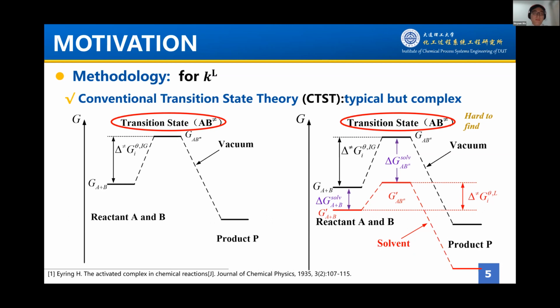To be specific, it is the reaction rate constant. The constant is one of the most important properties for the reaction solvent. Usually, it's calculated with conventional transition state theory. The theory is a typical method for the calculation of the reaction rate constant, so it can calculate the energy. However, it's also very complex, because of the difficulty of exploring the transition state.